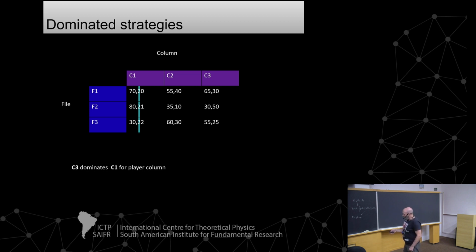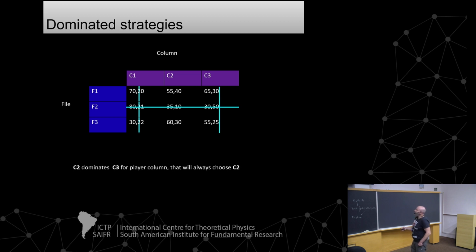Now, what we have is that the strategy F2 will never be chosen by the player in the file. Why? Because remember that this was not here because the strategy C1 was eliminated. So if we look at this situation, we can see that 60 is greater than 35 and 55 is greater than 30. So the strategy F2 is dominated by strategy F3. In this case, it is also dominated by strategy F1, okay? So we have eliminated the strategy C1 and we have eliminated the strategy F2.